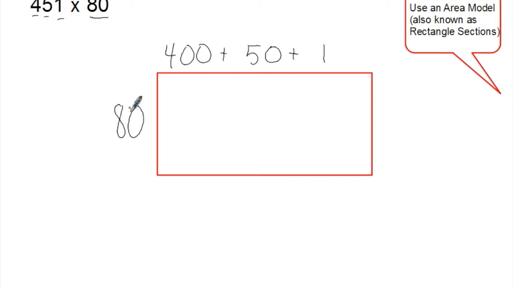Now the sections come in when we create our partitions. Wherever there's a plus symbol, we're going to create a partition because we're separating the hundreds place from the tens place from the ones place. That's why we're creating those sections and those partitions.